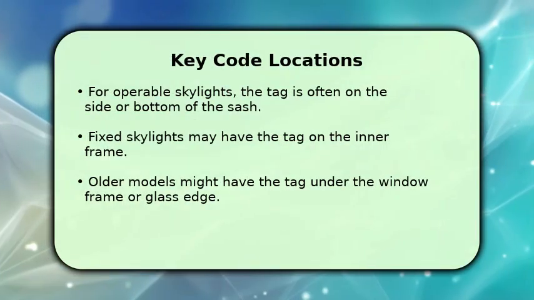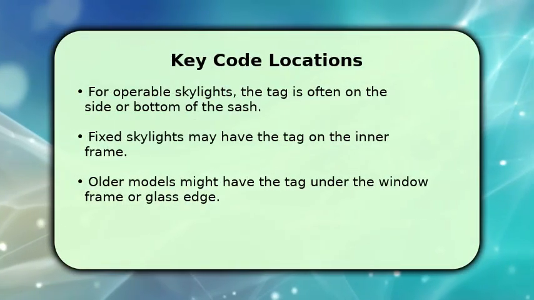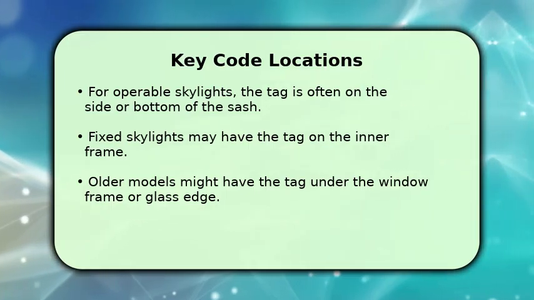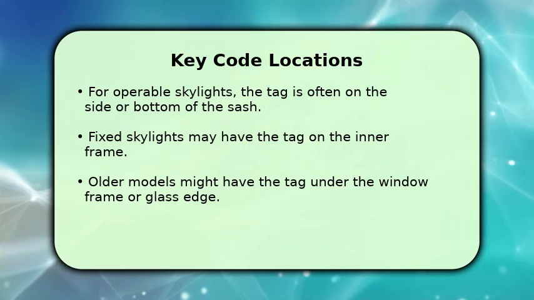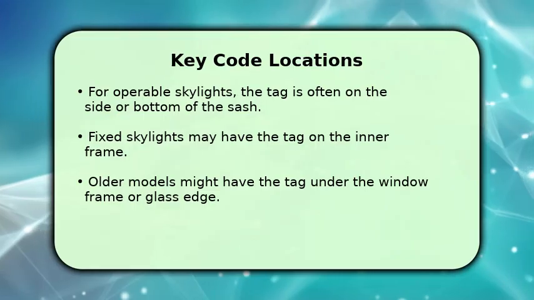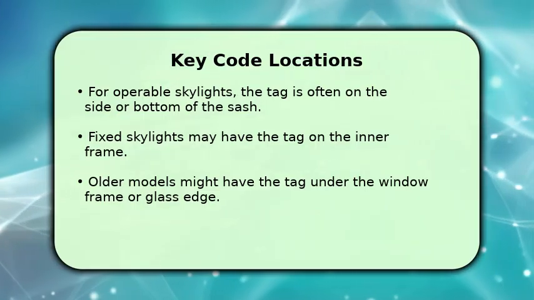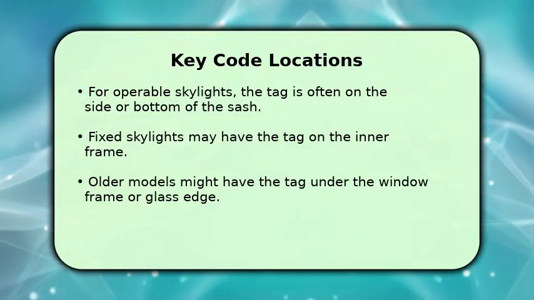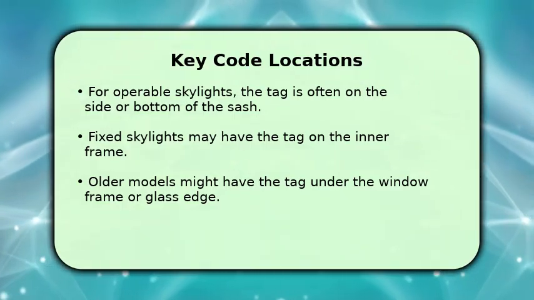The exact location of your Velux code can vary slightly depending on the window type. For operable skylights, you'll often find the tag on the side or bottom of the sash when it's open. If you have a fixed skylight, the tag might be on the inner frame. For older models, check under the window frame or along the edge of the glass pane. Generally, it's behind the ventilation flap.